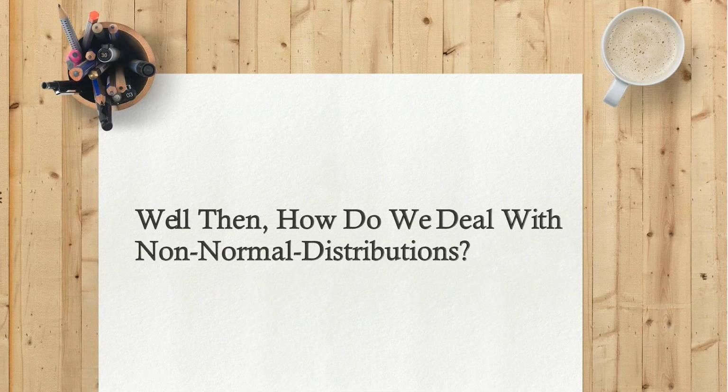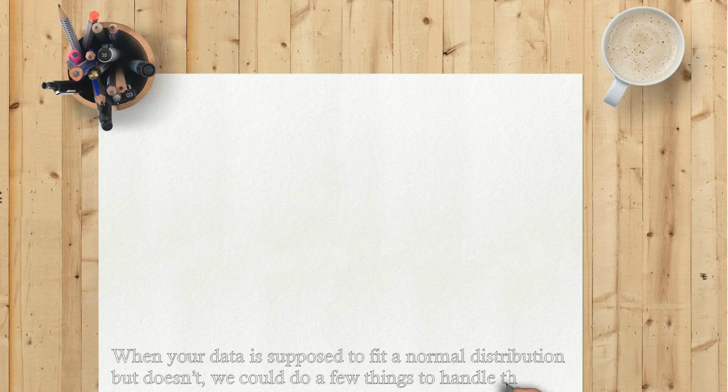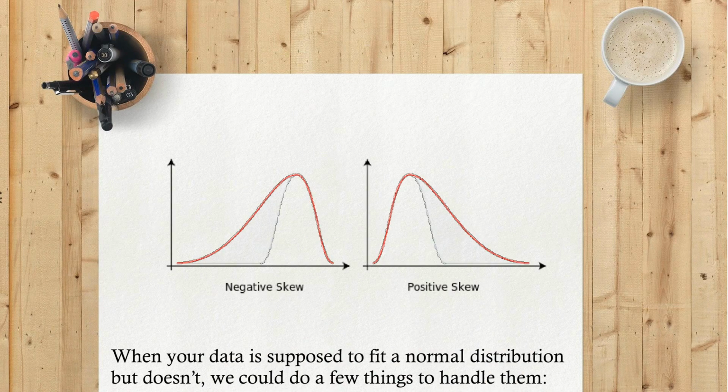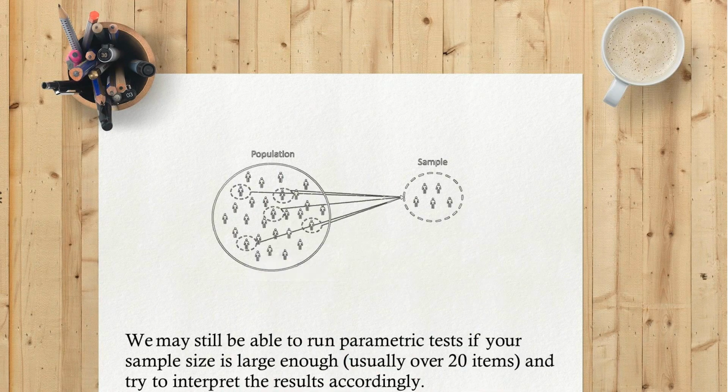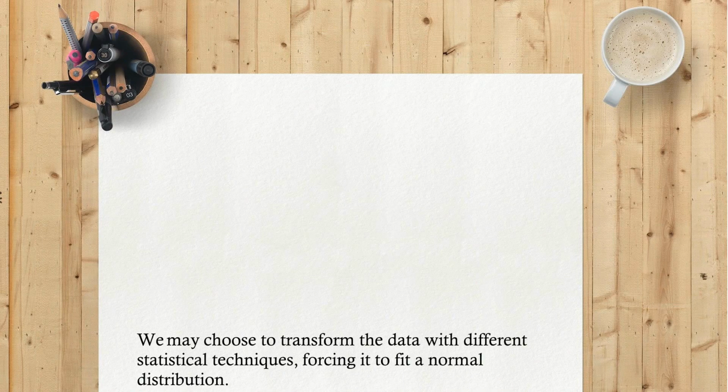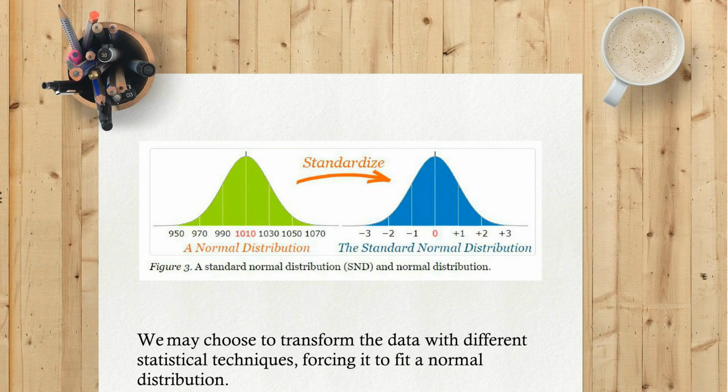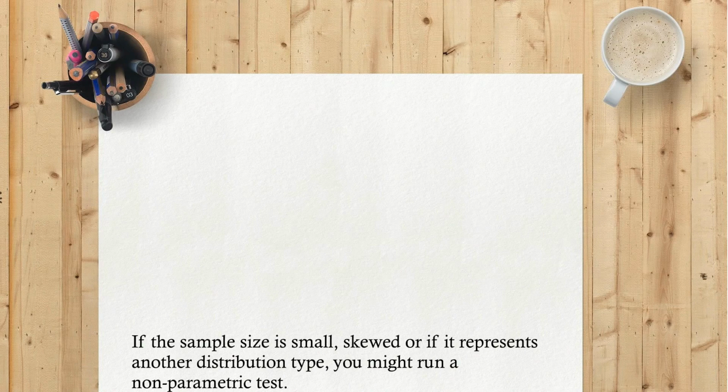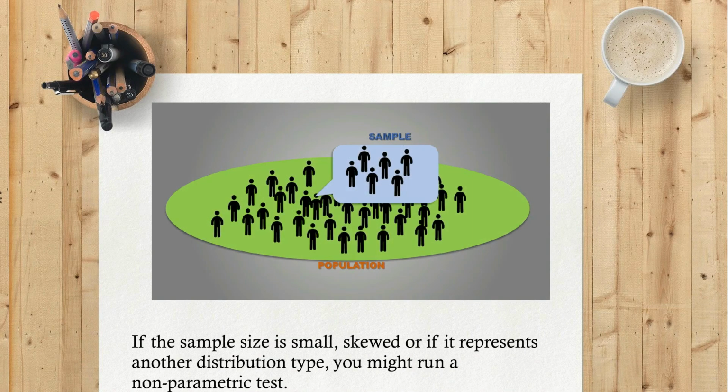Well then, how do we deal with non-normal distributions? When your data is supposed to fit a normal distribution but doesn't, we could do a few things to handle them. We may still be able to run parametric tests if your sample size is large enough, usually over 20 items, and try to interpret the results accordingly. We may choose to transform the data with different statistical techniques, forcing it to fit a normal distribution. If the sample size is small, skewed, or if it represents another distribution type, you might run a non-parametric test.